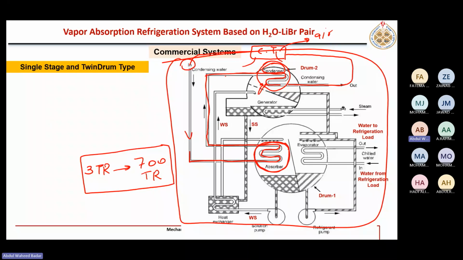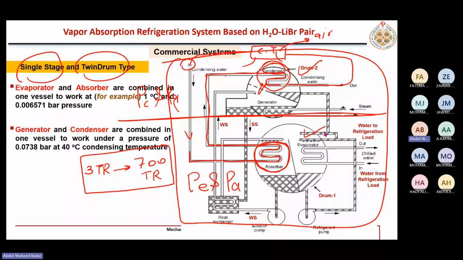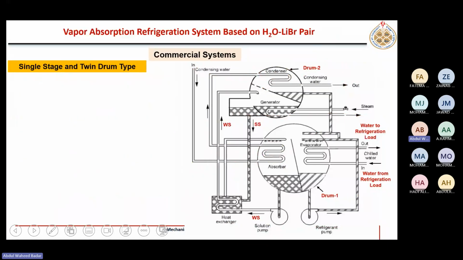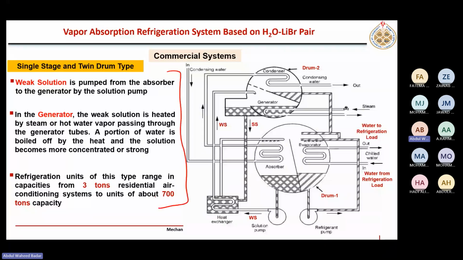Right. So this system which we have discussed is called single stage because there are only two pressure levels. One is evaporator and absorber, the other is condenser and generator. And twin drum because there are two separate drums. But in practice, we also have single drum systems. So you just go through this theory by yourself. It's not that difficult. This is just the functioning of the entire system, which we have already discussed.